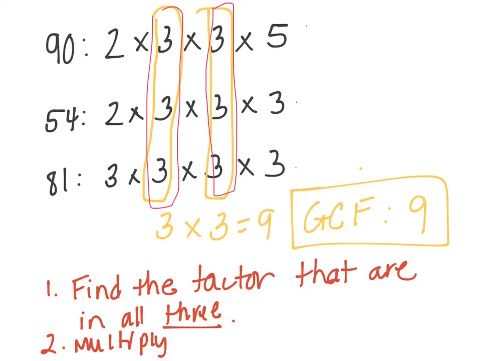So now the next step is to multiply those factors. So we have 3 times 3, 3 times 3, 3 times 3. So we're going to take this, because that's the common, 3 times 3, multiply to get 9, and that's our answer. The greatest common factor of 90, 54, and 81 is 9.